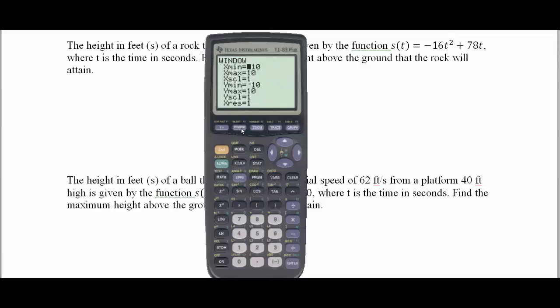So what I have to do is fix my window. Instead of going up to 10 feet in the air, I'm going to have to go to 100 feet in the air. And there it is. There's my parabola that represents the height of the ball over time.